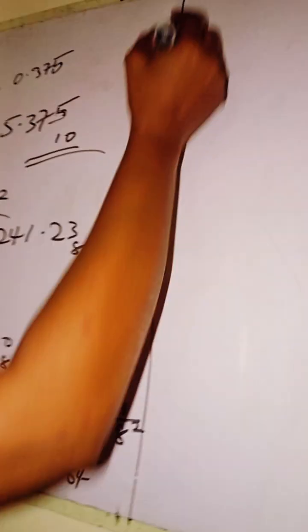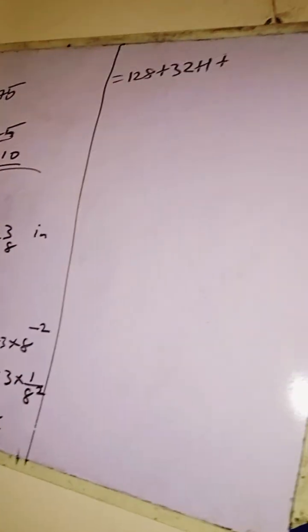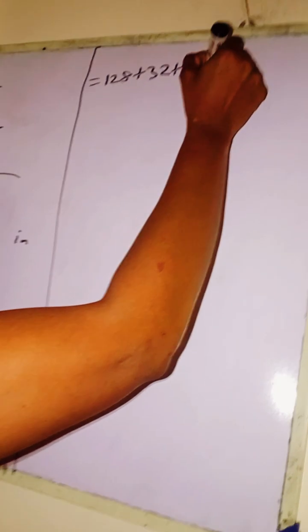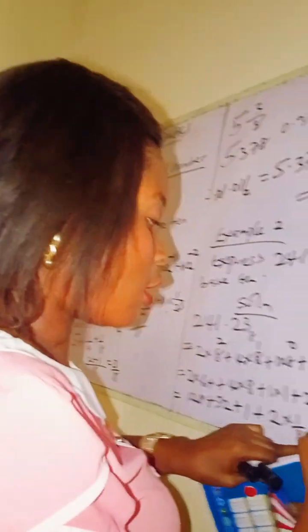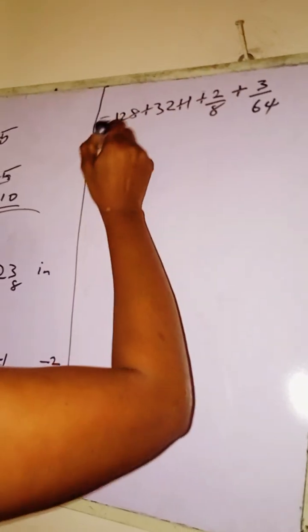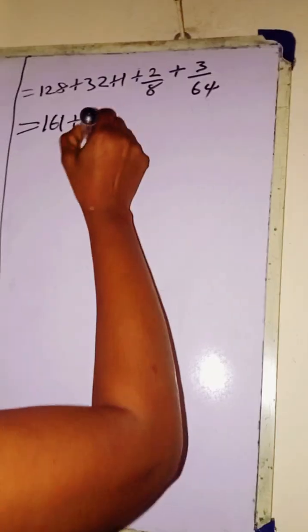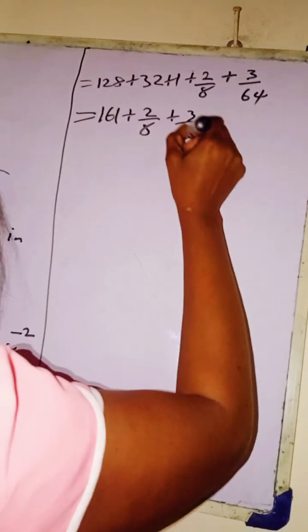So now I'm going to go down. 128 plus 32 plus 1 plus 2 times 1 will give us what? 2 all over 8 plus 3 times 1 will give us what? 3 all over 64. So I'm going to add 128 plus 32 plus 1. We give 161 plus 2 all over 8 plus 3 all over 64.